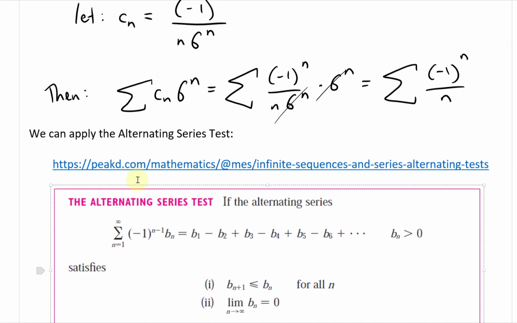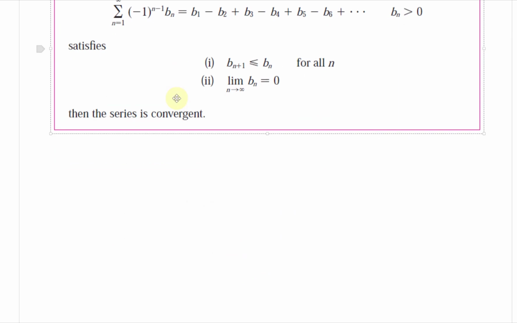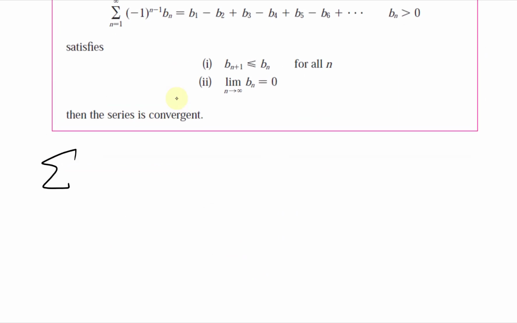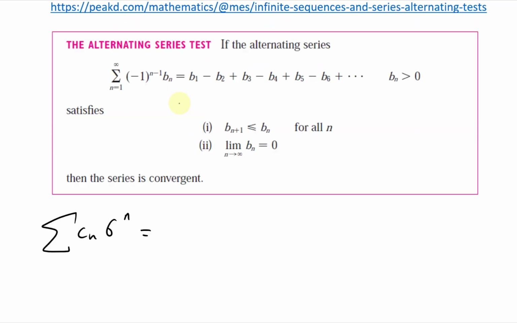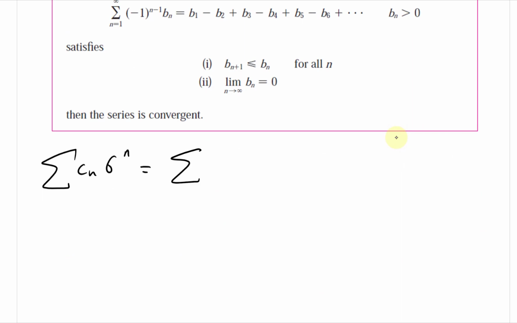Alright, so let's take a look at our case here. We have this series, the summation of c_n 6^n is equal to the summation of (-1)^n over n. Let's start off with n equals 1, up to infinity, just so it matches this part right here. Now if you plug in 1, this is going to be -1 to the power of 1, which is -1. Then when you put in a 2, it's going to be positive 1 over 2.